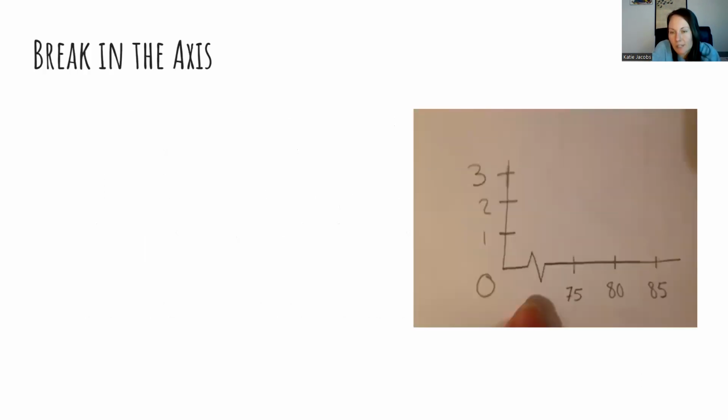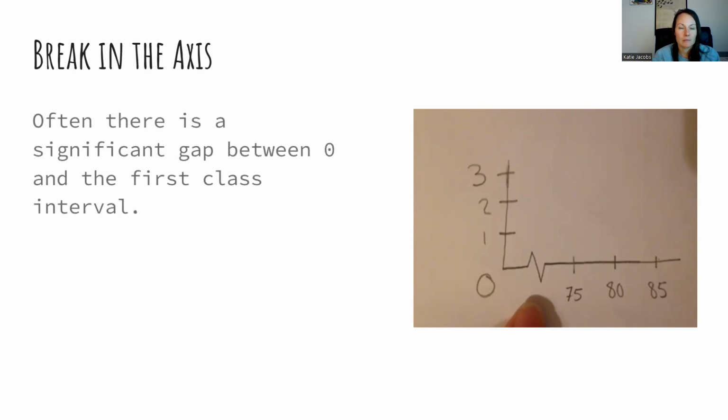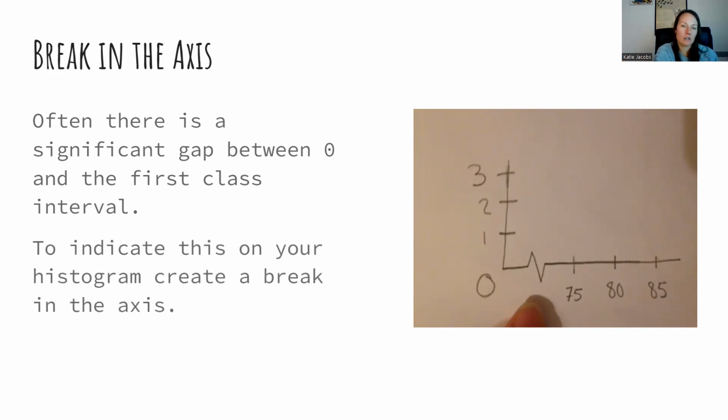All right, so here you'll see I have a picture of a break in our axis. And we do that when we see that there's going to be a long jump between 0 and our first class interval. Often there is a significant gap between 0 and the first class interval, and we'll use that break in the axis, which kind of looks like an EKG a little bit. That tells us that we're jumping to our class intervals. So again, to indicate this on a histogram, create a break in the axis. Again, this kind of looks like EKG output.